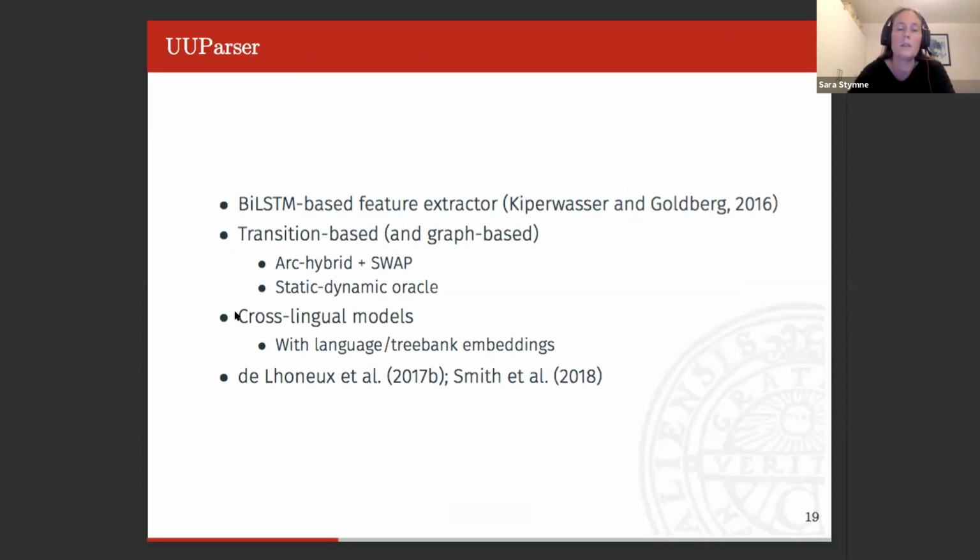And it also has cross-lingual models, and it uses language or treebank embeddings. So essentially for each language or for each treebank, we have an embedding, and then the system learns this embedding during training. So it can represent similarities and differences between different treebanks and take that into account when it learns to parse languages.